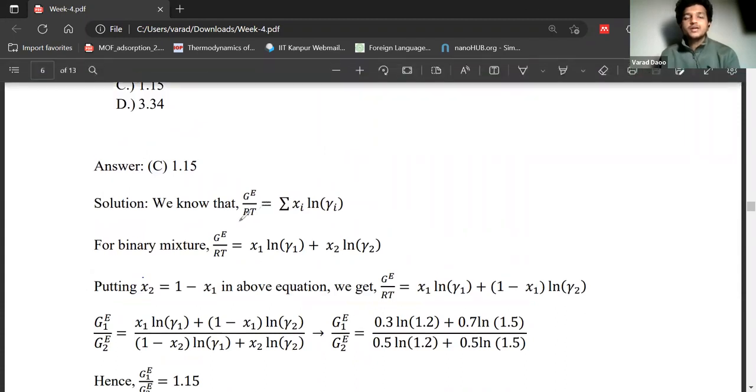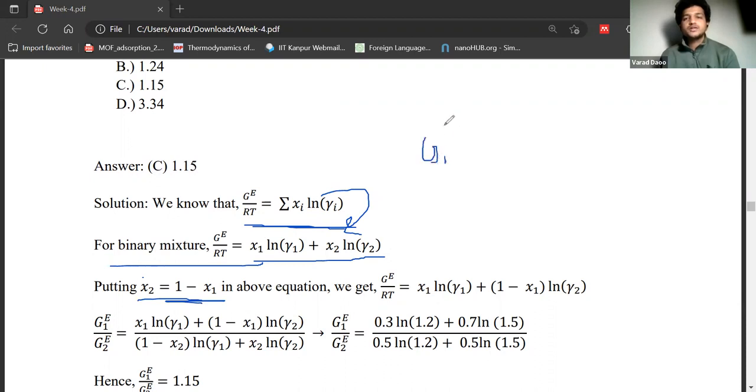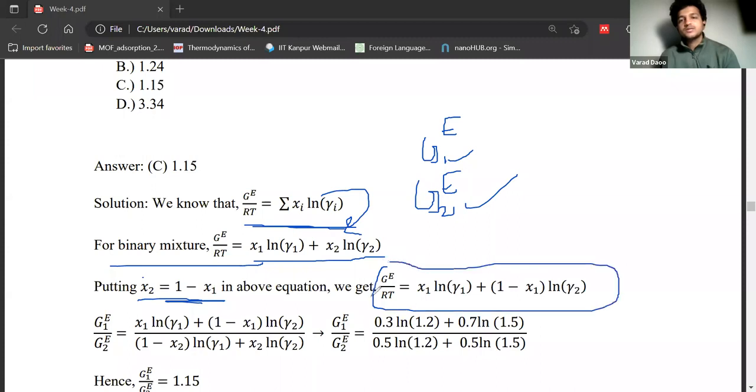So what we know is that G by RT is equal to summation xi ln gamma i. For a binary mixture, we expand this. What we get is x1 ln gamma 1 plus x2 ln gamma 2. We put x2 equal to 1 minus x1, because what we have is G1 E bar and G2 E bar, so we have it for component 1 and component 2 as well. That is why we are putting it. We get G E bar equal to this.